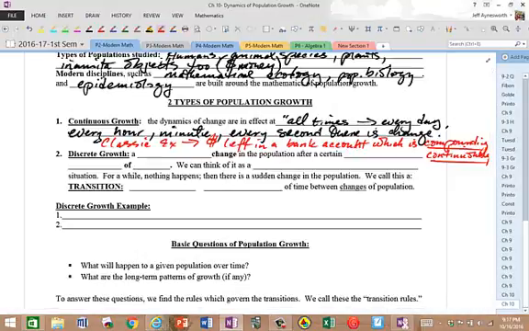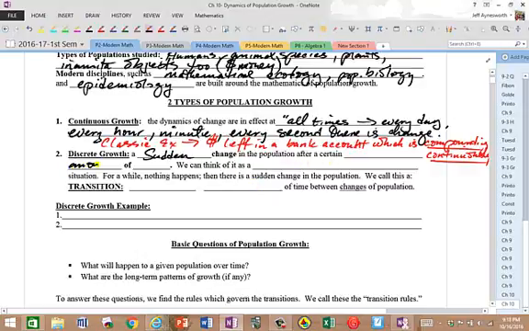Now, sometimes growth is totally different. We call that discrete growth. Sometimes there is a sudden change in population. When that happens, when there's a sudden change in population, we call that discrete growth. Excuse me, let me back up here. A sudden change of population after a certain amount of time. We call that discrete growth.